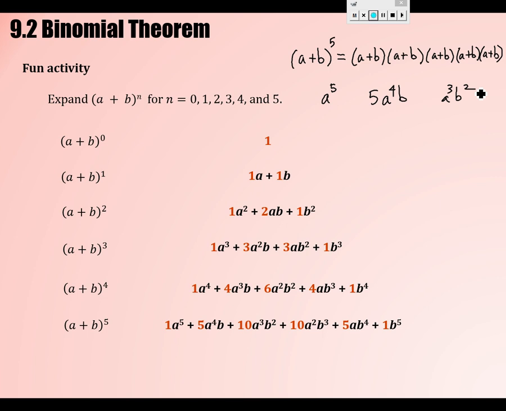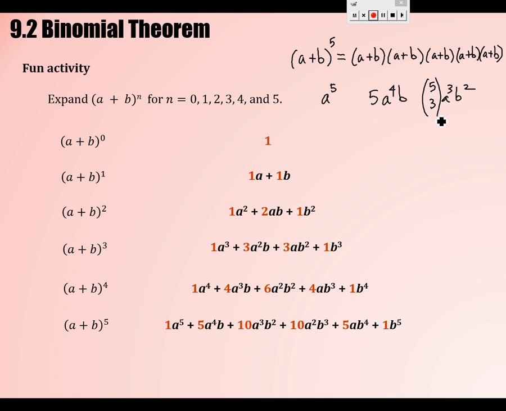Why is it 10? What does that come from? Yeah, isn't that 5 choose 3? All right, this gives way to a larger principle. In fact, isn't that what we did here? Isn't that 5 choose 1? In fact, isn't this 5 choose 0?